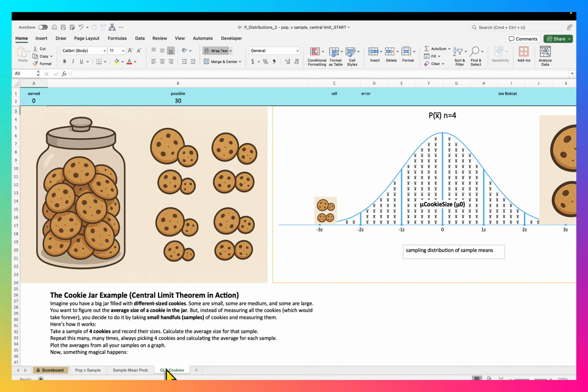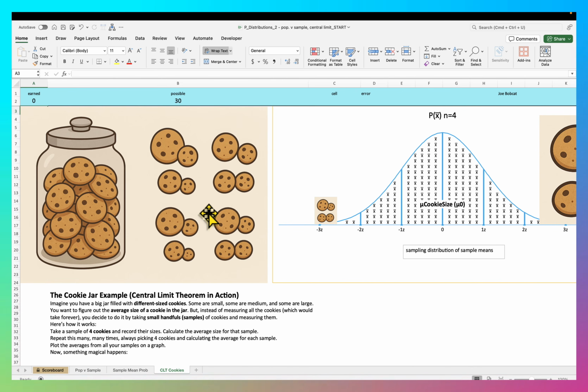Now we look at the central limit theorem using a cookie jar. Imagine you have a big jar filled with different sized cookies. Some are small, some are medium, some are large. You want to figure out the average size of a cookie in the jar, but instead of measuring all the cookies, which would take forever, well, maybe not, but you know what I mean, you decide to do it by taking small handfuls or samples of cookies and measuring them.